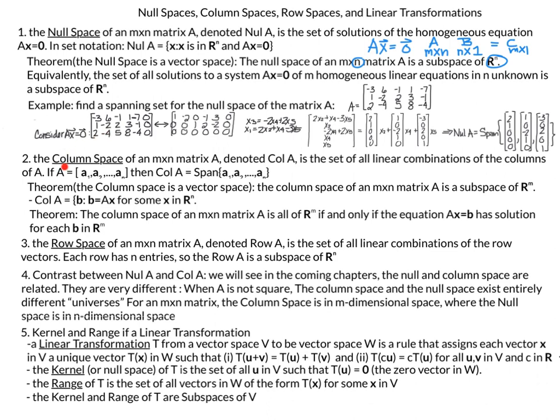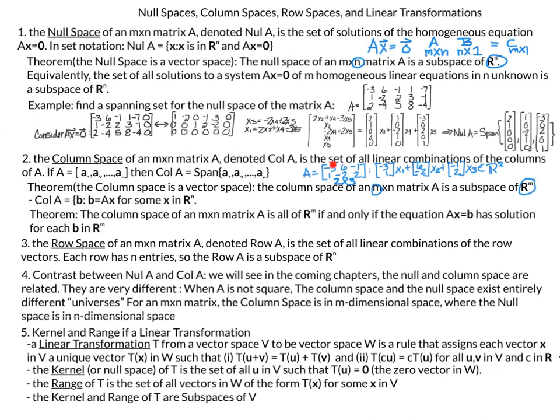Continuing on, the next thing we looked at was the column space. The column space of an m by n matrix is the set of all linear combinations of the columns of A. Another way of saying this is that the column space of A is equal to the span of the column vectors of A. Then we have the theorem that the column space of an m by n matrix is a subspace of Rm. And again, it's important we know what universe we're in.